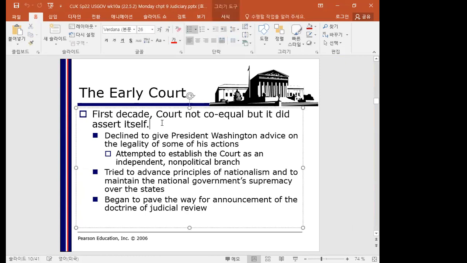But the first court did try to assert itself. It was not really co-equal with the other branches of government, but it did try to play a more prominent role. And it refused to act in certain ways when it was requested to do so. President Washington was the first president of the United States, and he asked this new institution, the Supreme Court, for its opinion on the legality of some of his actions. And the court officials decided, well, we don't think that's really our appropriate role. That's interesting.